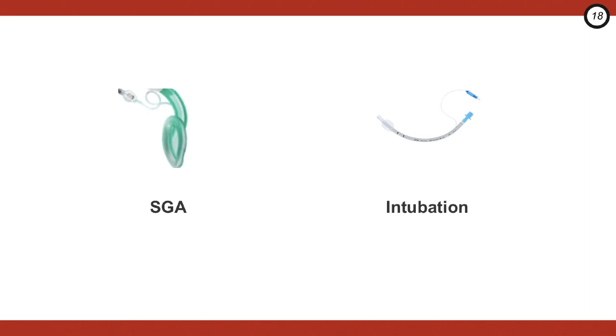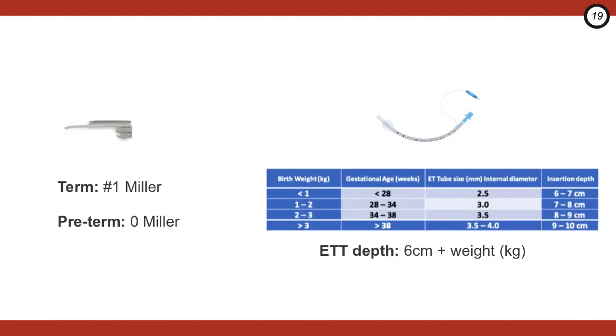The advanced airway can either be a supraglottic airway or endotracheal intubation. Strongly consider using a supraglottic airway. As compared to a BVM, it's associated with shorter resuscitation and ventilation times and less requirement for endotracheal intubation. Remember that you cannot use it in infants less than 34 weeks or less than 1.5 kilograms.